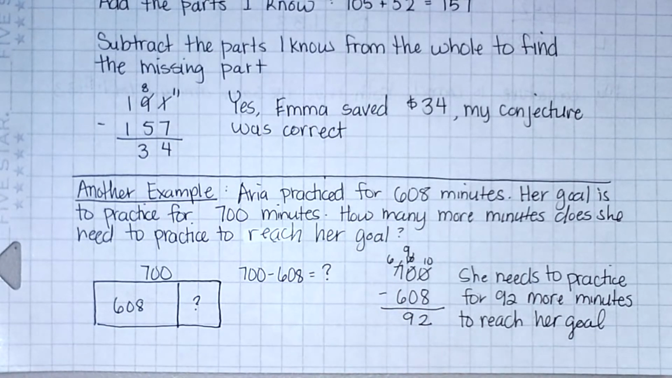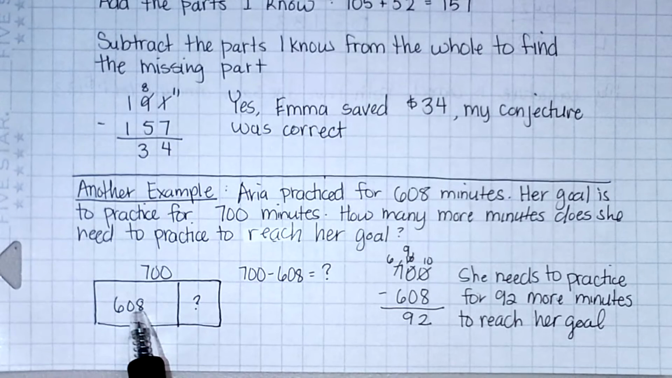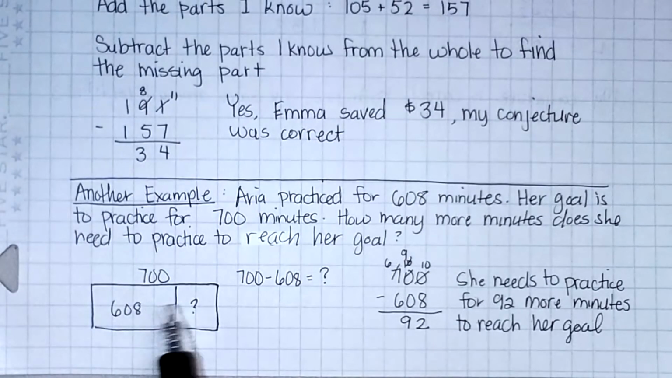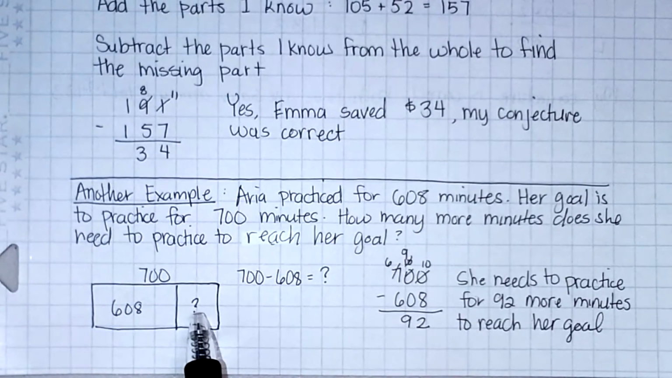Now, if I was doing my bar diagram, I have my whole number on top, which is my 700. The 608 is how many minutes she's already practiced. That's the part that I have. And then I have my missing part to figure out how much she has left over.